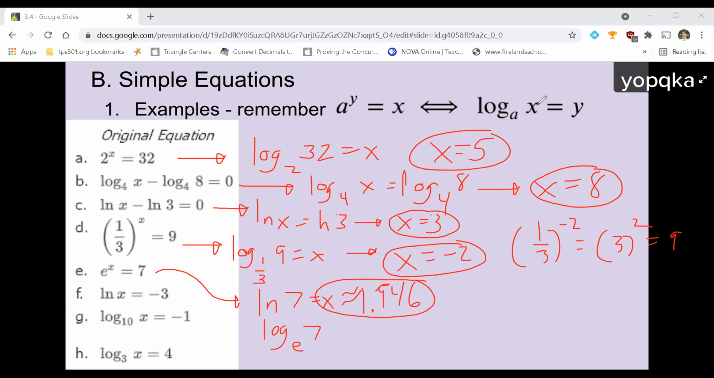Okay, I gotta pause so I can erase some of this. I'm running out of room. Does anybody need more time to write those first 5? Questions about the first 5?